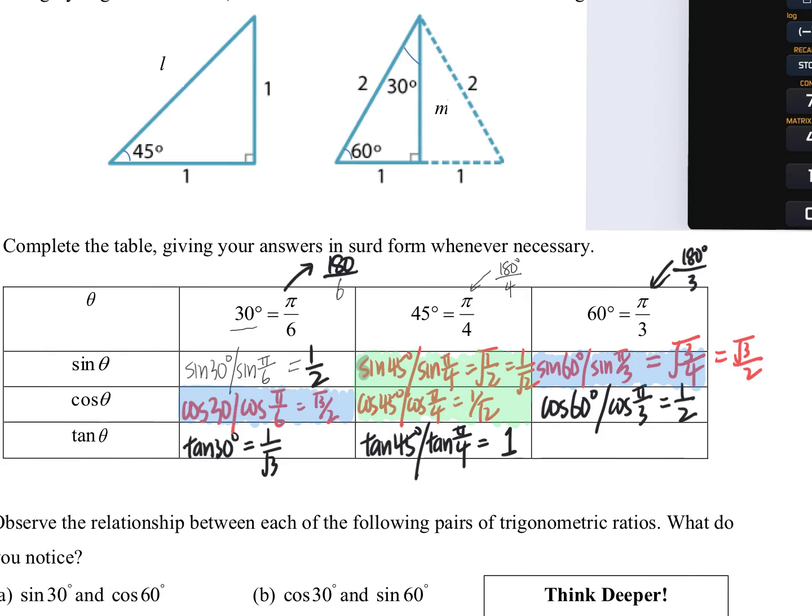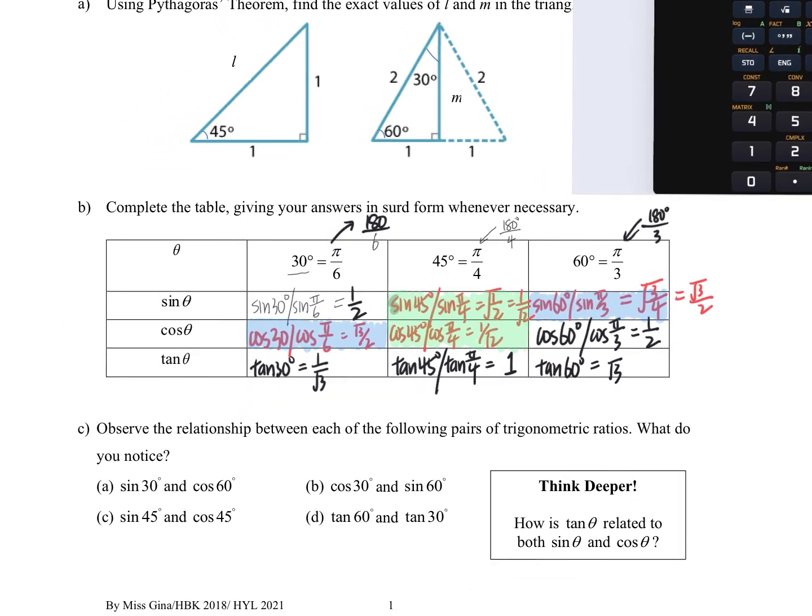What about tangent 60? Not 3. What is this? Square root 3. So like what I said, when you press tangent 60, it gives you a string of numbers. Go and square it, but your result is the square root of it.